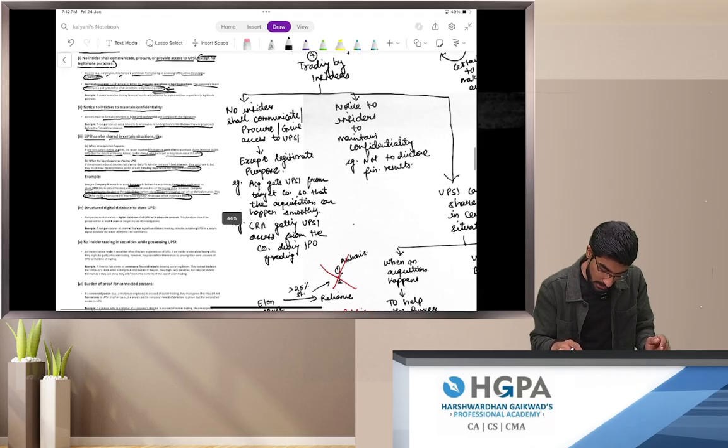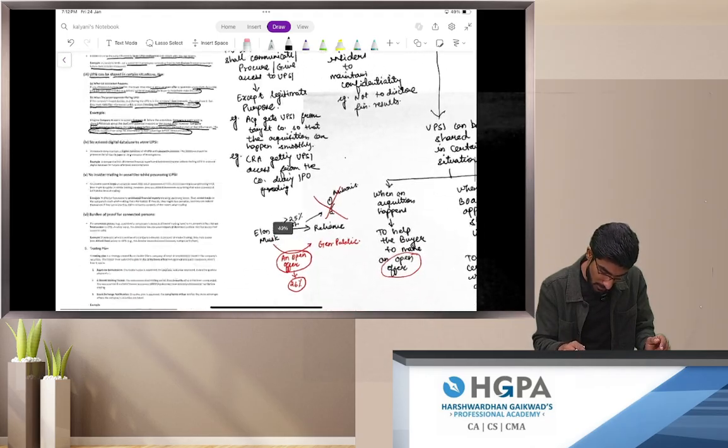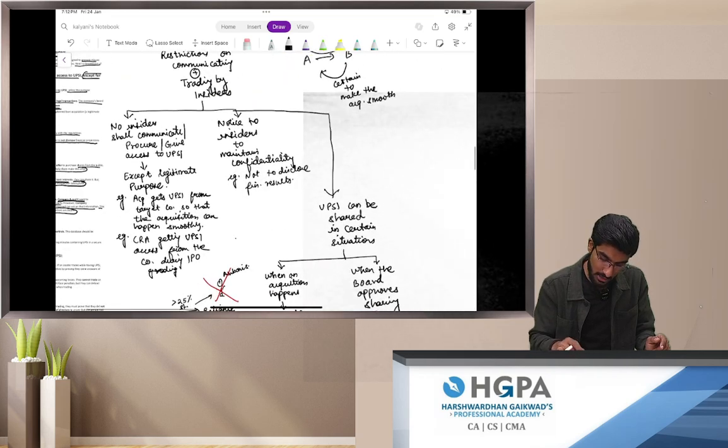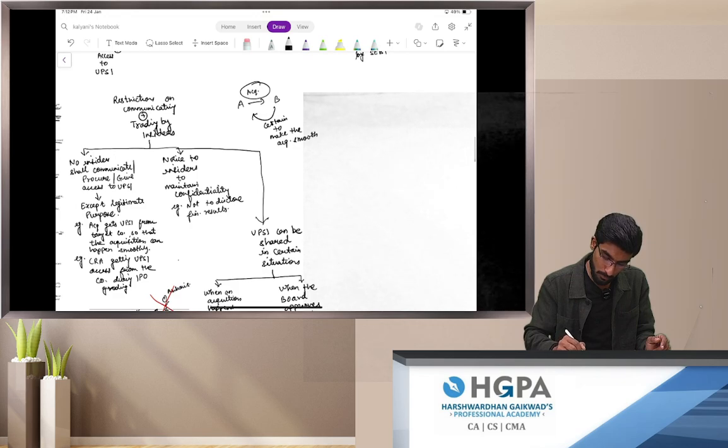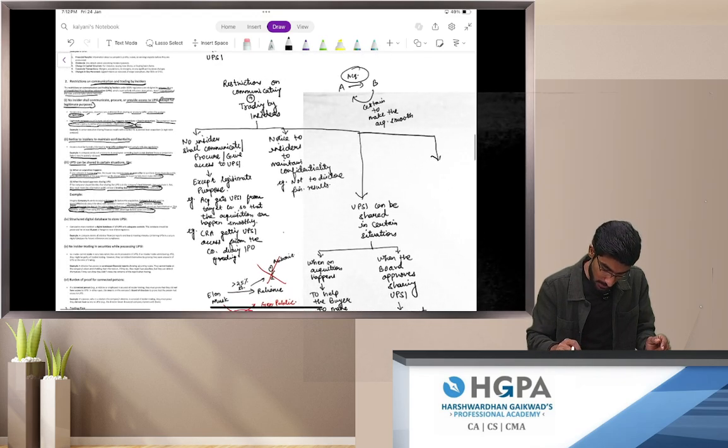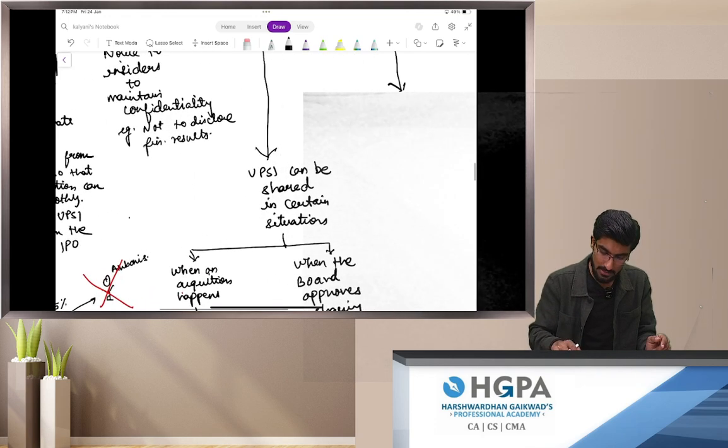The last condition is, we have got another 3 conditions. The last, third condition is the structured digital database.